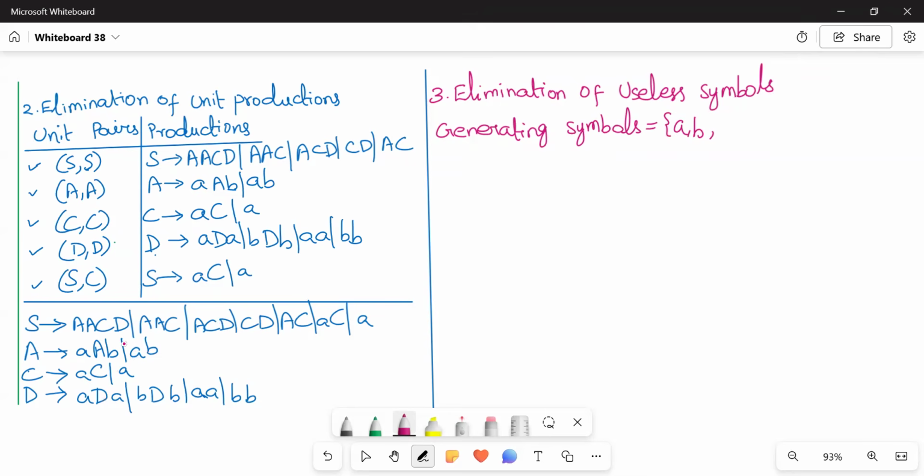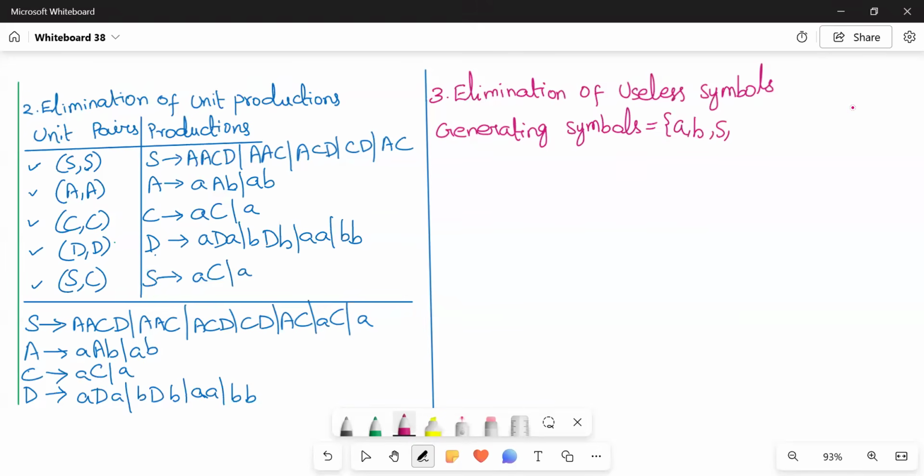Then this is the basis condition for finding generating symbols. Then as per the inductive step, if all the symbols on the right hand side of any production are generating, we can say that the head of the production is also generating. Okay, if the right hand side of the production is generating, we can say that the symbol on the left hand side of the production is also generating. So here, since A is generating, we can say that S is also generating. Then from this production, A and B are generating. Okay, all terminals are generating.